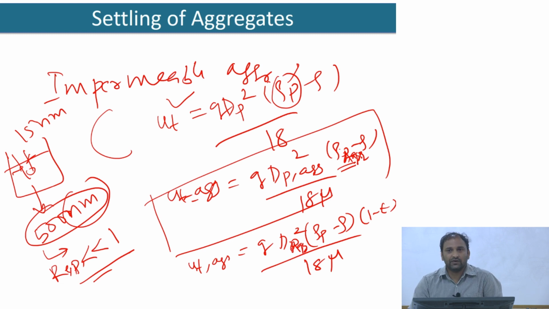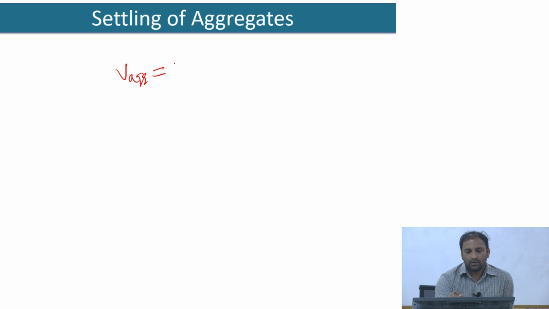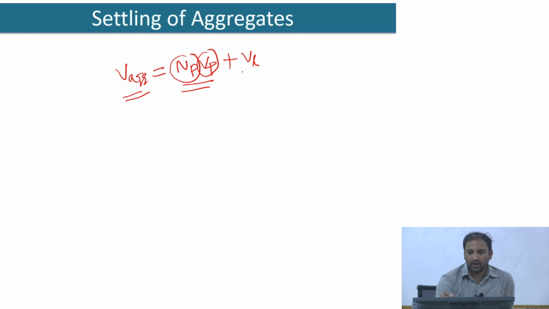So if I want to simplify this further, what I can do is take the volume of the aggregate, which is the number of particles in the aggregate multiplied by the volume of the particle, plus the volume of the liquid, right. Is that okay? So, all I am doing is, you have an aggregate of certain volume, and that should be equal to the number of particles that you have in the aggregate multiplied by the volume of the particle. This gives you the total volume of the solids in the aggregate, and this VL is the volume of the liquid that you have in the aggregate.